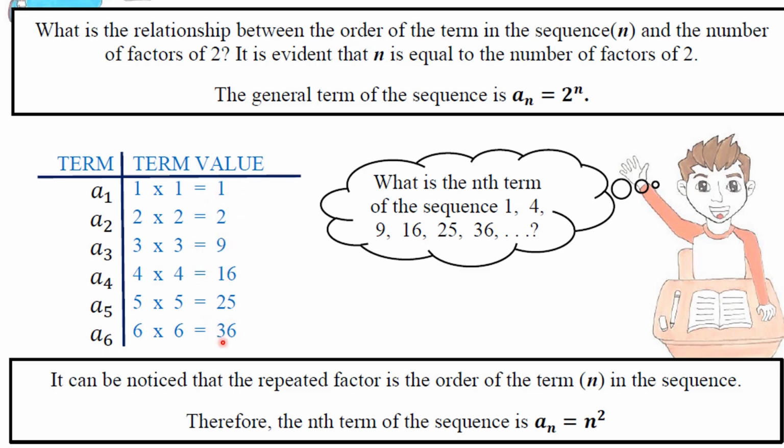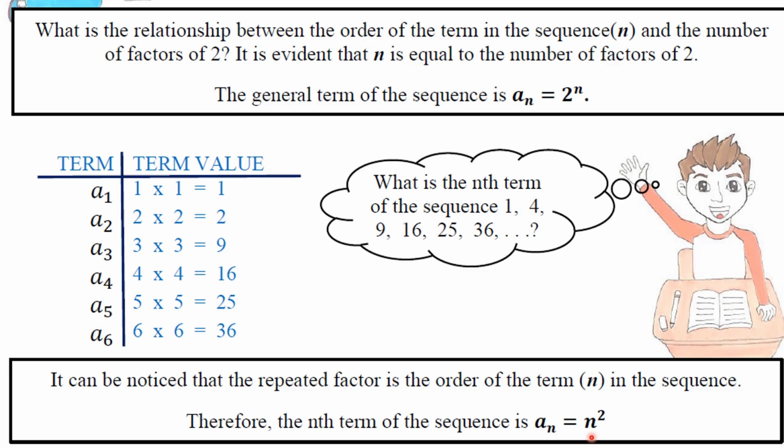Kasi ang perfect square numbers, these are the product of a number multiplied to itself. It can be noticed that the repeated factor is the order of the term n in the sequence. Therefore, the nth term of the sequence is a sub n equals n squared.